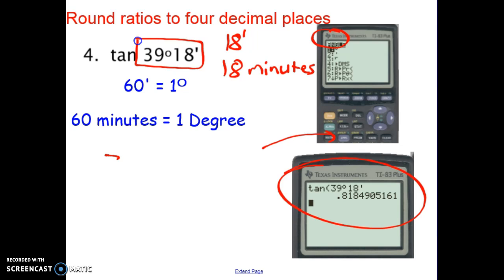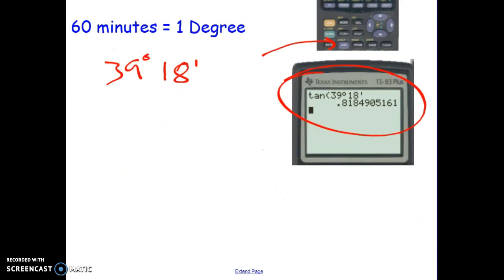Now, we could say that, hey, maybe I don't want to convert, or maybe I don't want to jump through the hoops of my calculator and find that menu with all that stuff, so we can convert instead. Well, 39 degrees and 18 minutes means we have 39 whole degrees and then some decimal amount of degrees.